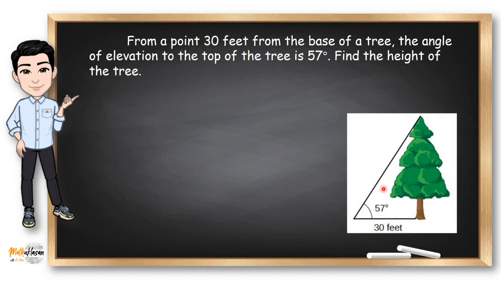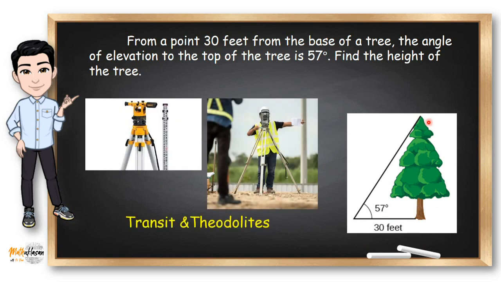Let's try this example. From a point 30 feet from the base of a tree, the angle of elevation to the top of the tree is 57 degrees. Do you know that we can actually measure the height of the tree kahit na hindi natin siya inaakyat? That's possible sa mga modern devices like transit and theodolites. Possible na ma-measure natin yung mga angle of elevations without climbing up the tree. At ito yung mga ginagamit to measure different distance and height using angles.